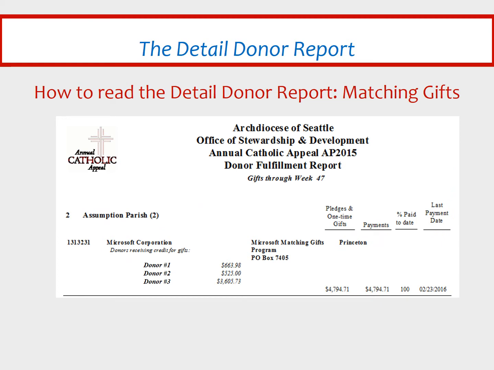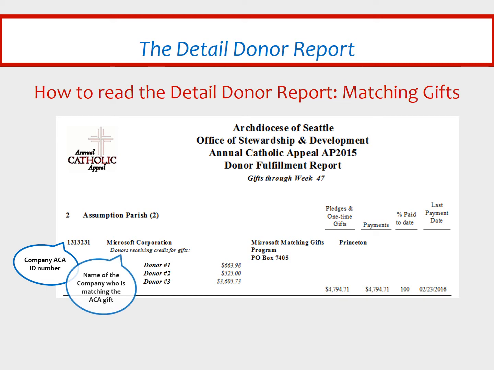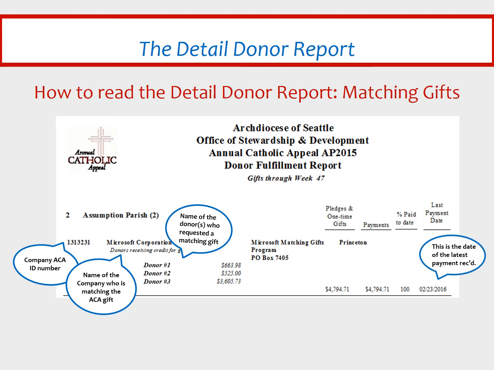How to read the detailed donor report in regards to matching gifts. This is what a listing of a matching gift looks like, and I'm just going to read it from left to right. First, you have the company ACA ID number. Then you have the name of the company who is matching the ACA gift, the name of the donors who requested a matching gift, and then all the way over to the right is the date of the latest payment received. In the case of matching gifts, you will also see the donors listed separately on your report by their last name so that you can see the status of their personal donations. This also applies when donors pay through a company, another individual, or a foundation.